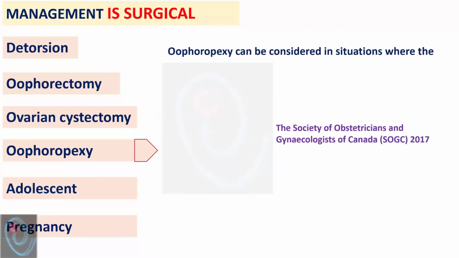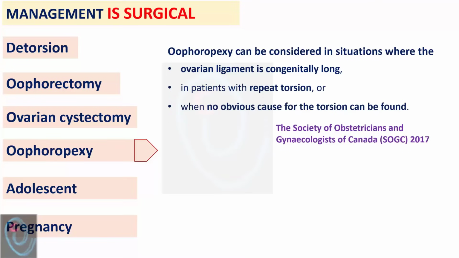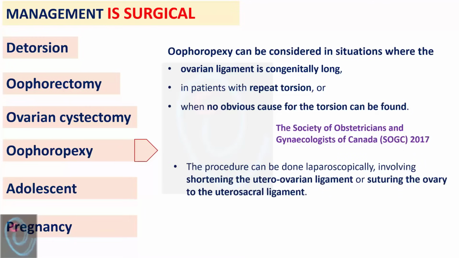Oophoropexy can be considered in the following situations. Ovarian ligament is congenitally long, in patient with repeat torsion, or when no obvious cause for the torsion can be found. The procedure can be done laparoscopically, involving shortening of the uteroovarian ligament or suturing the ovary to the uterosacral ligaments.